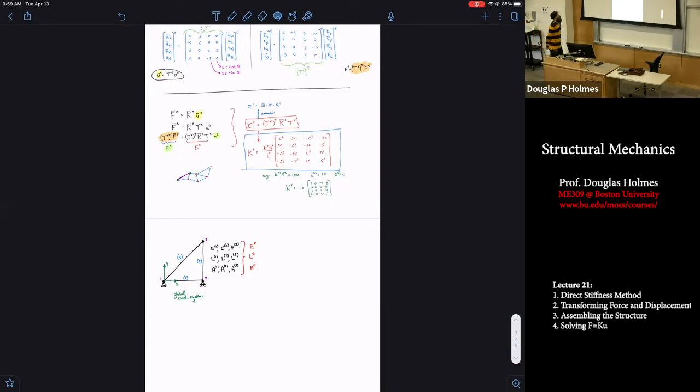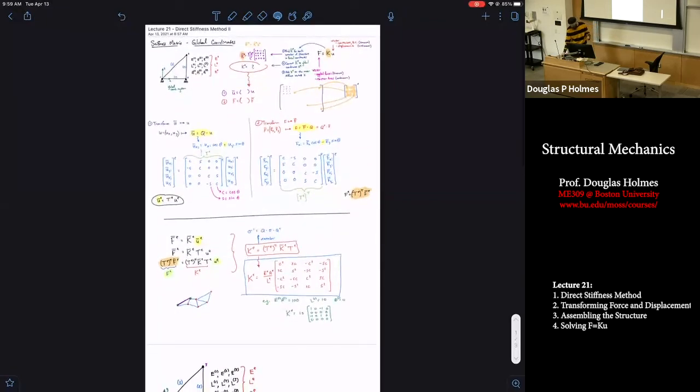Our goal now is pretty straightforward. We have to reassemble our structure. And there's two rules that we'll use to reassemble it. They'll both be very obvious when I say them. That will allow us to calculate what each member's contribution to the master stiffness matrix is. What I mean by that is we're going to figure out what each member adds to this big, huge matrix here. And as you'll see, we're going to basically just literally add them up.